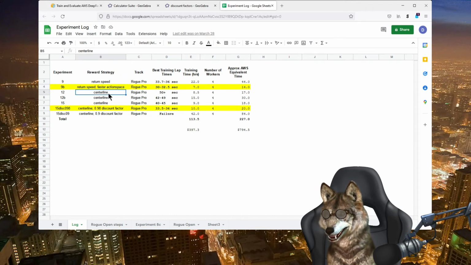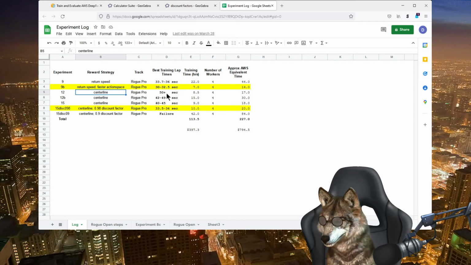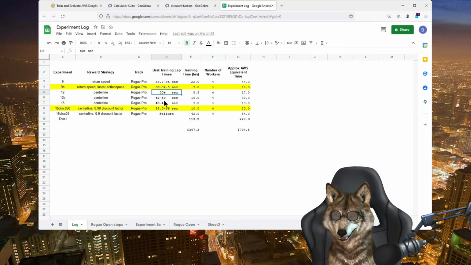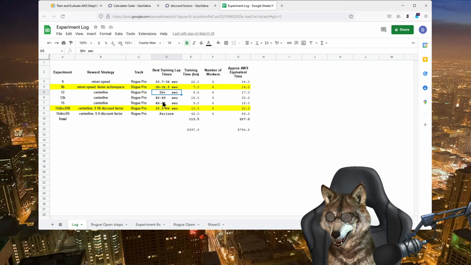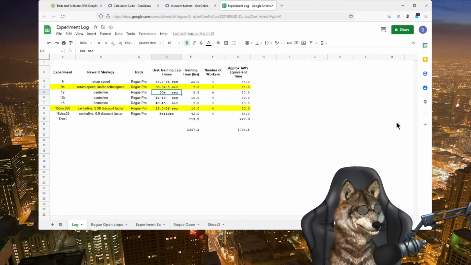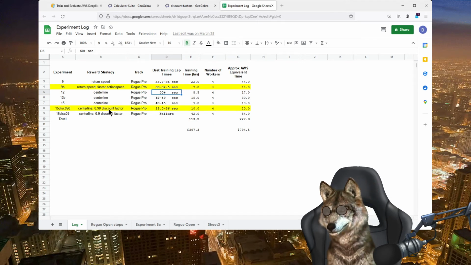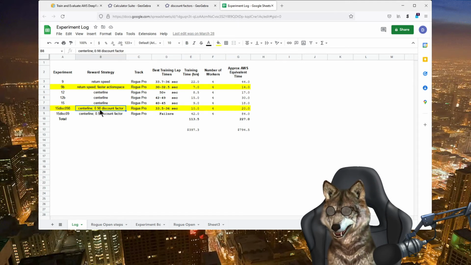Then I followed a centerline reward strategy, and look at this. Around 40 to 45 second lap times were the best that I could see. Again, these are the better laps that I saw in my training. By switching to 0.98 discount factor, that's the only thing I did differently, it reduced the time from 40 seconds to 33.5 seconds. So I shaved 7 seconds off with this different discount factor.